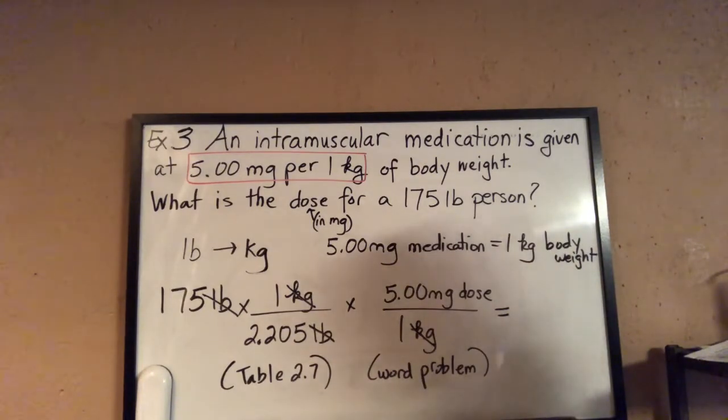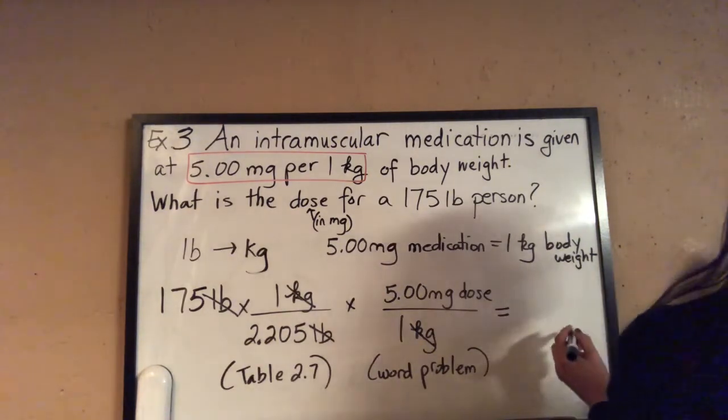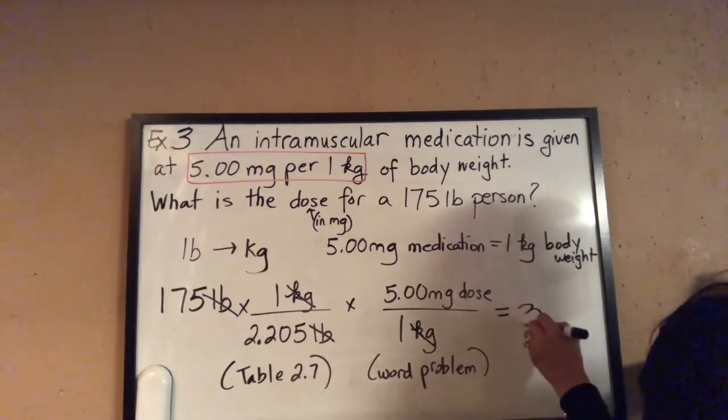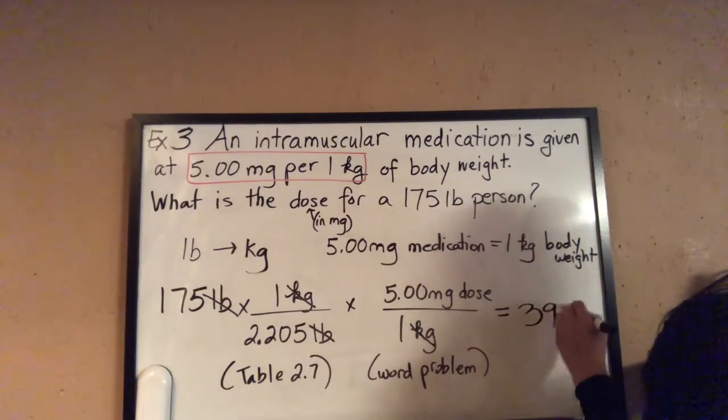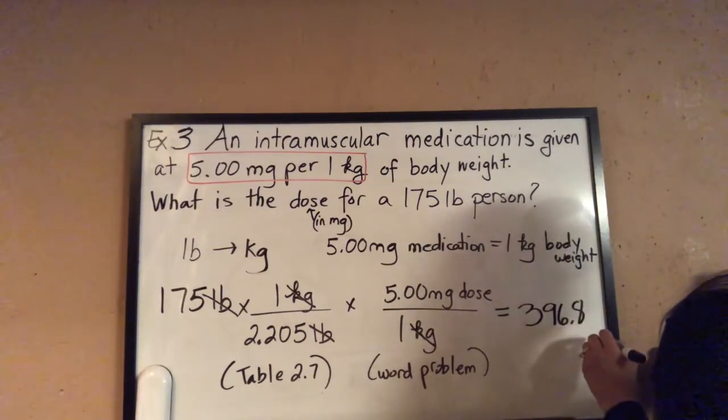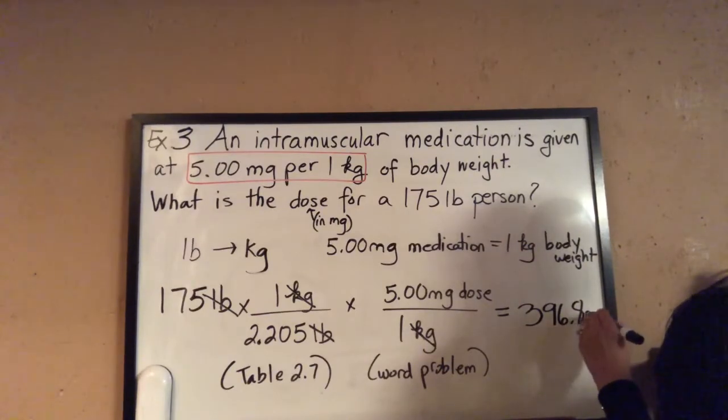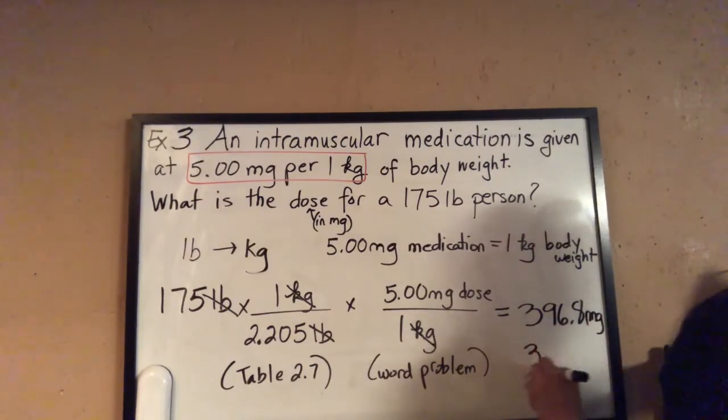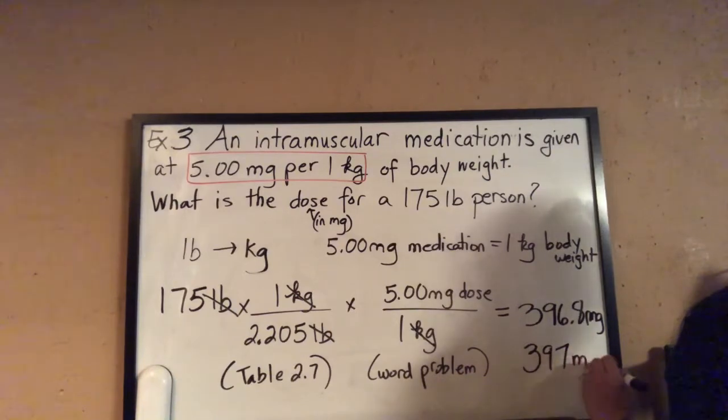175 times 5, divided by 2.205. The final answer comes out to 396.8 milligrams. If we round that to 3 significant figures, 397 milligrams.